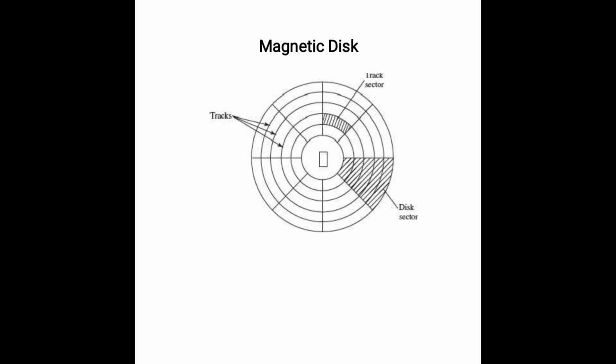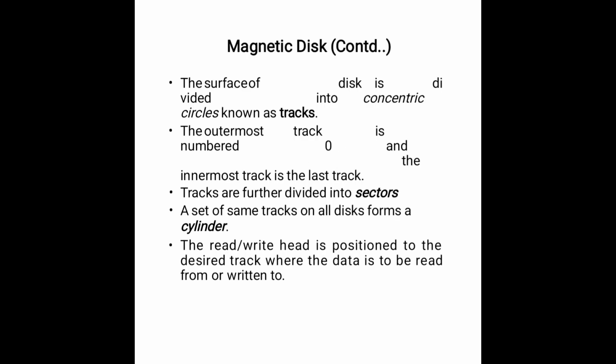This is the pictorial representation of the magnetic disk. The circles represent the tracks, and the lines in between represent the sectors. The very first information is stored on the outside, and the last information is stored inside the track. The surface of the disk is divided into concentric circles known as tracks. The outermost track number is 0, and the innermost track is the last track.